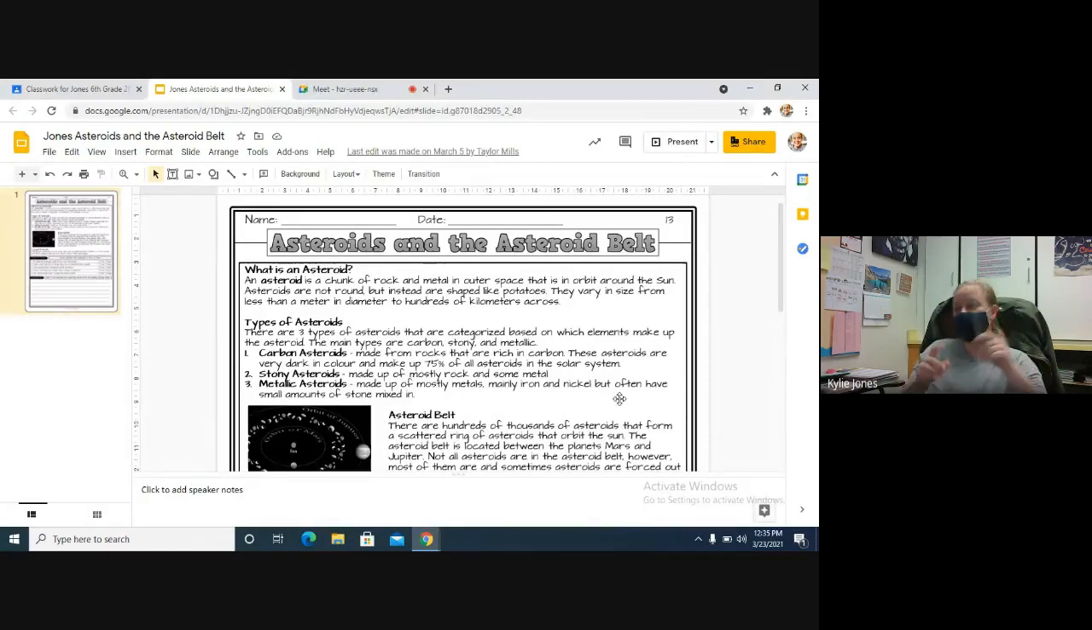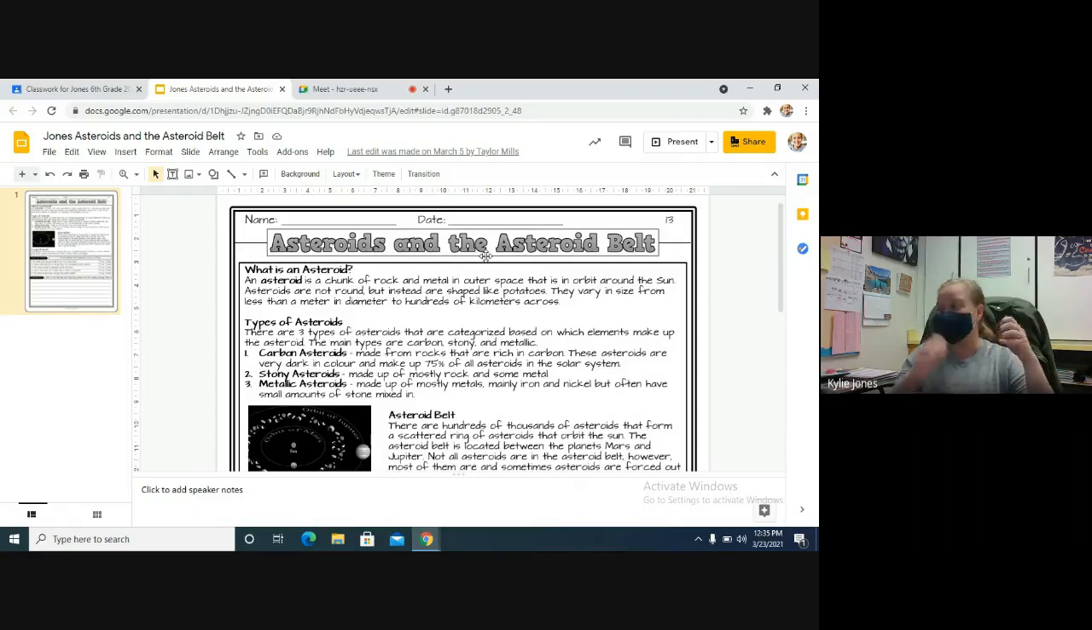But hopefully you guys have this one open. It's, again, one page. I will read the information with you. We'll discuss it a little bit, and then you will do the trues and falses and answer the question. I really don't think it'll take you too long. So, asteroids and asteroid belts. These are things that fly through outer space.